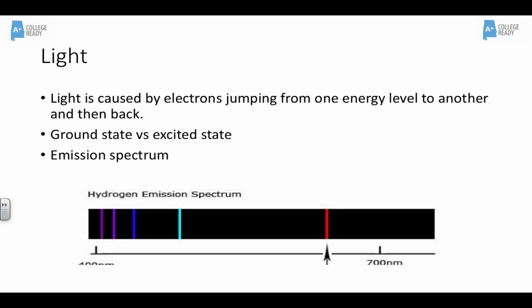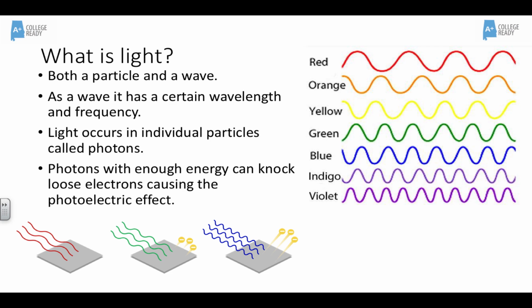Each band of light has a certain energy associated with it. We call all of those lights given off the emission spectrum. Light can act as both a particle and a wave. As a wave, it has a wavelength, the distance between the top of one wave and another, and a frequency, how frequently a wave passes a certain mark. Like standing in the ocean and saying, how many waves per minute hit me?